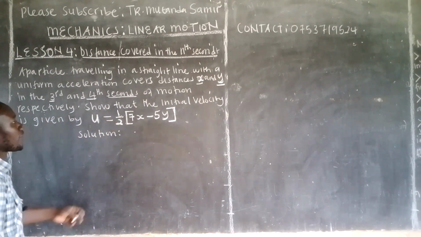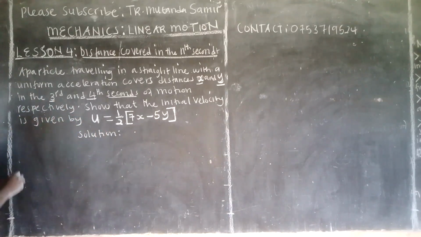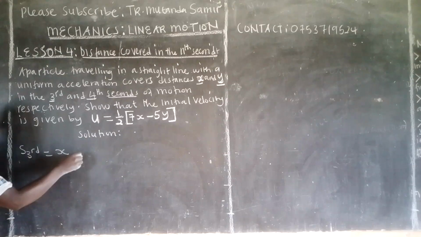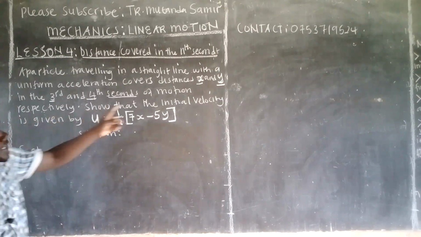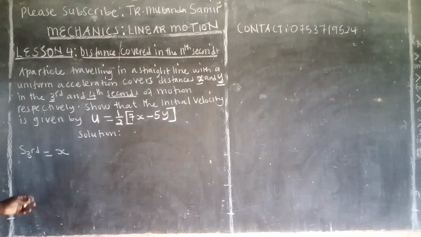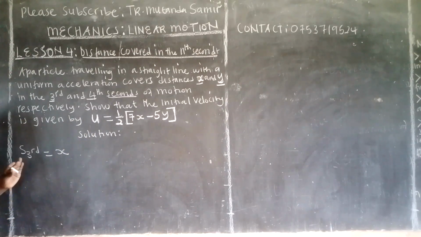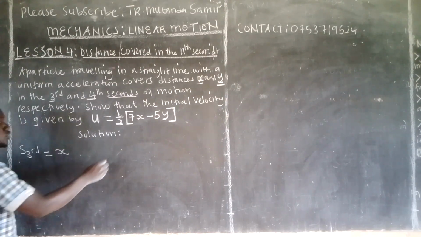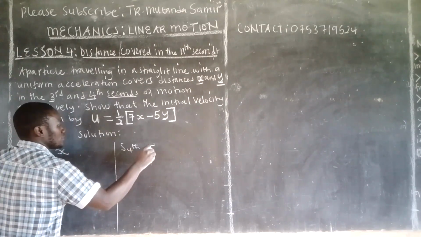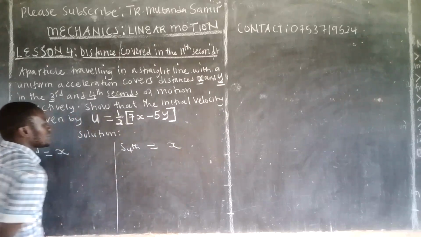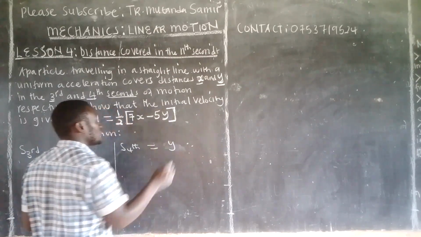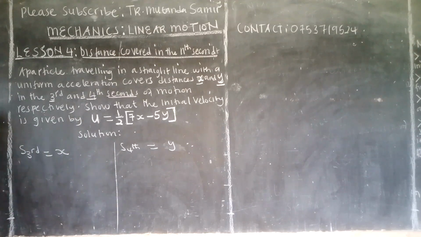Say, for example, they are saying the distance covered in the third second is equal to x, because they say x and y in the third and fourth seconds. Therefore, the distance covered in the third second is x. Then also, the distance covered in the fourth second is y. I'm treating the two separately so we can know where we are going.